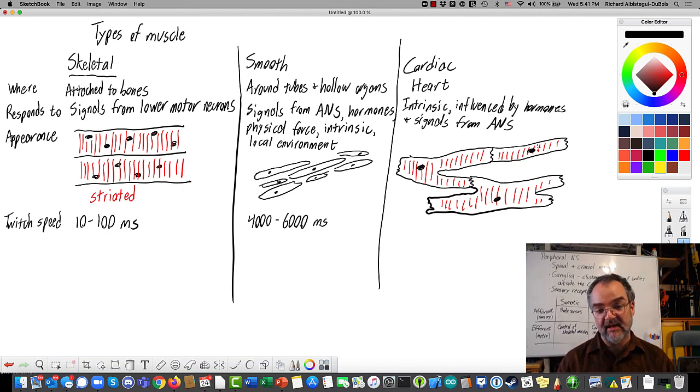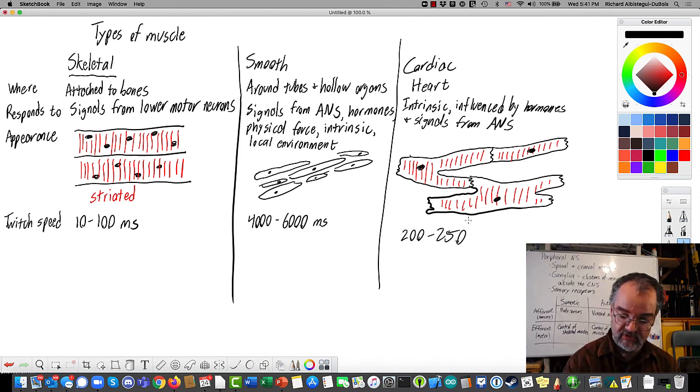So unlike skeletal muscle cells, where each cell is an independent unit, and smooth muscle cells, where they're arranged in layers and tightly connected to each other, cardiac muscle cells form a branch interconnecting network, which does some interesting things to it. And we're going to talk a lot about that when we get to cardiac muscle. In terms of twitch speed, generally, here we're talking 200 to 250 milliseconds. So slower than skeletal muscle, but faster than smooth muscle.